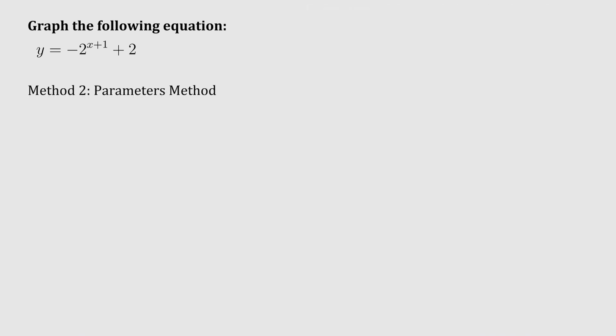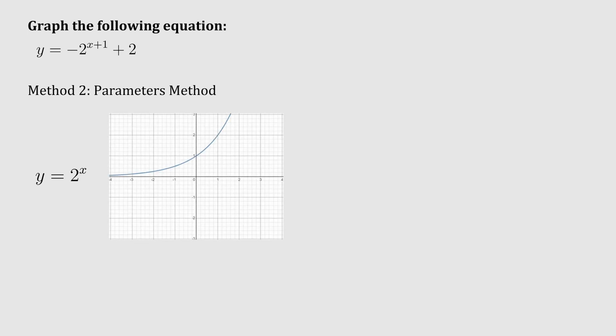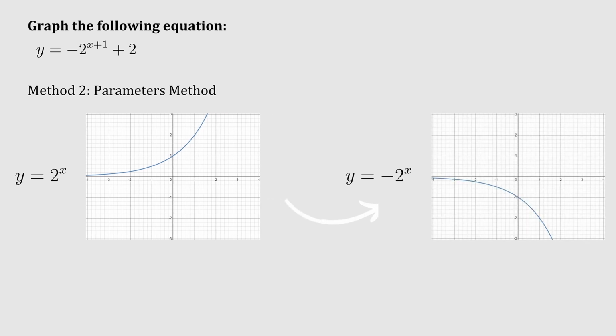Moving on to the second method, the parameters method, we will be breaking down the equation starting from simple equations and working up to the final equation. We start off with y equals 2 to the power of x, which we have covered earlier in this video, and it looks like this, cutting the y-axis at 1. Then we look at the negative before the first two and we graph y equals negative 2 to the power of x. Because of the negative, the graph reflects about the x-axis and thus will look like this.